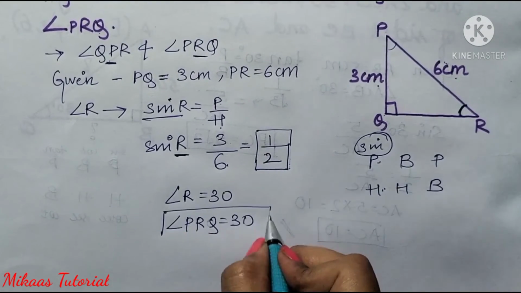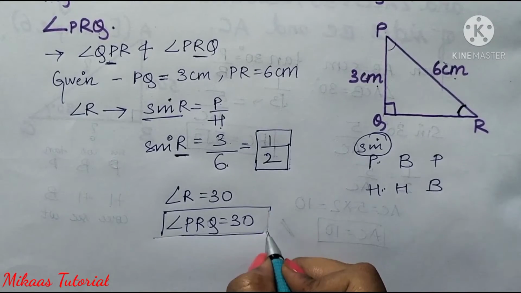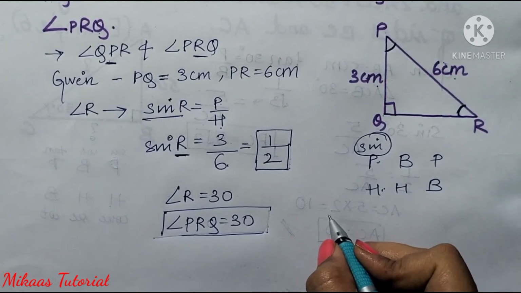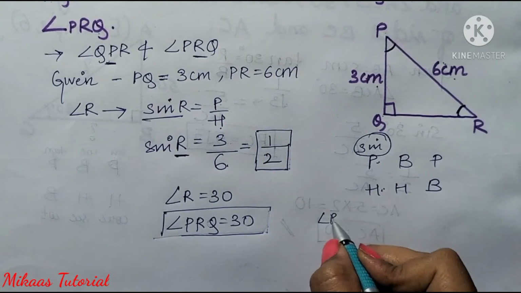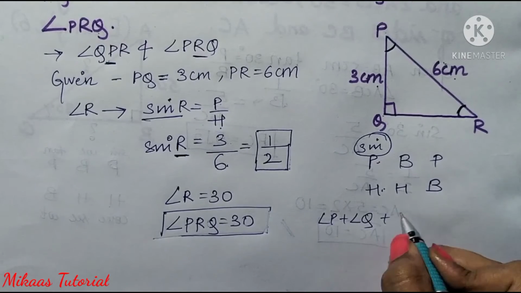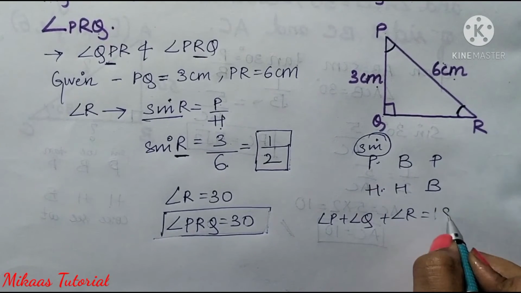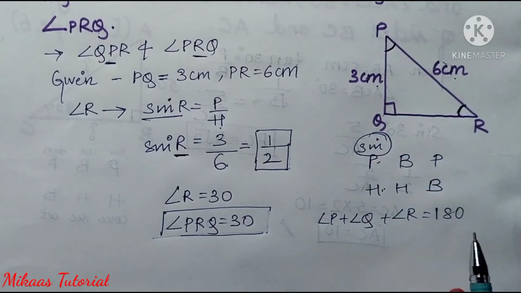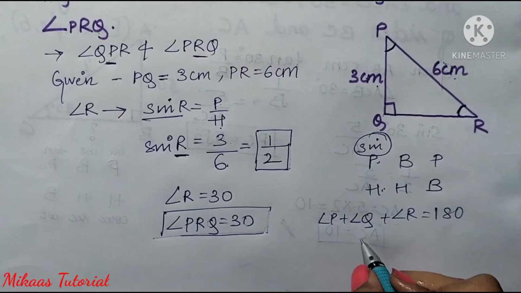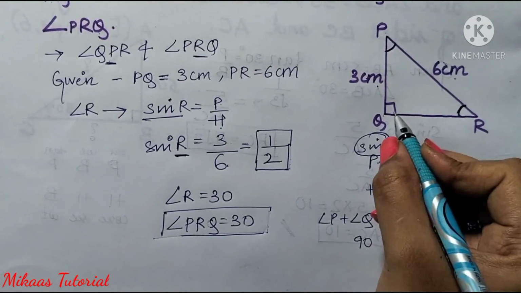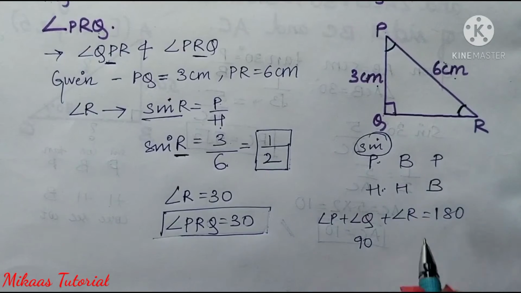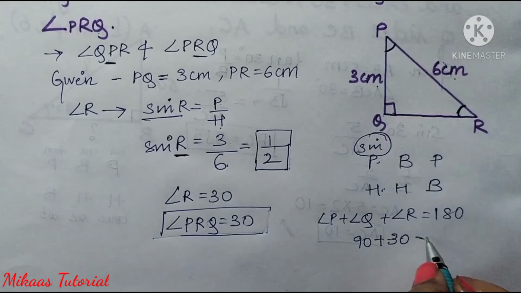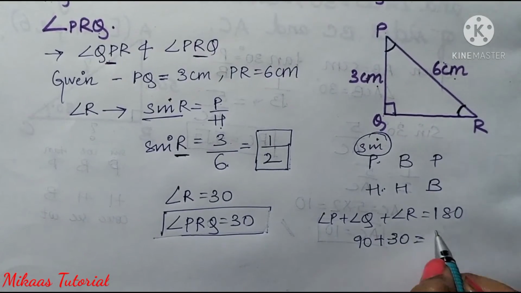If we know angle PRQ is 30, then you can find the angle P. How is that? We know that angle P plus angle Q plus angle R is equal to 180 degrees, because the total of the angles of a triangle will always be 180 degrees. We know that. So angle Q is 90 degrees because it's a right angle triangle. Angle R is 30 degrees. Yes. Then what is angle P?